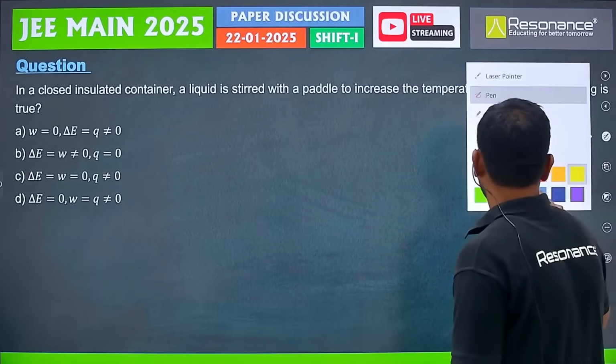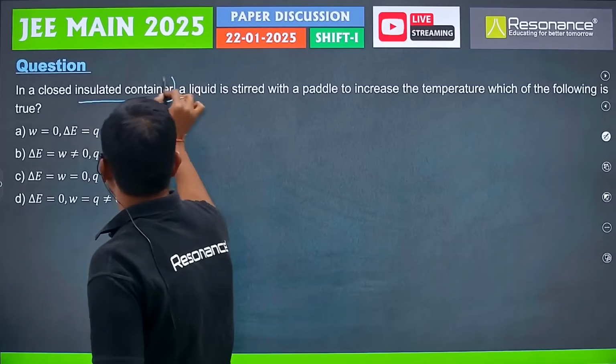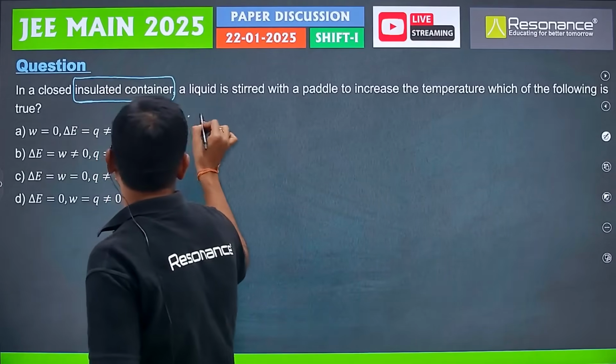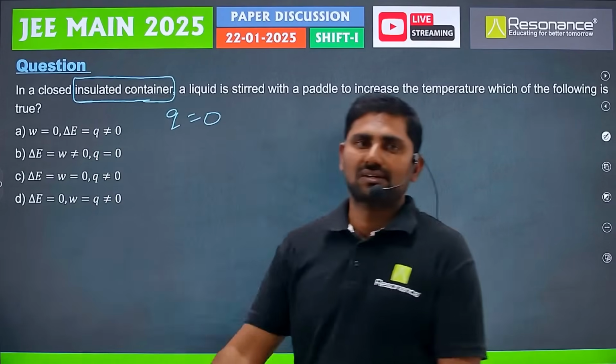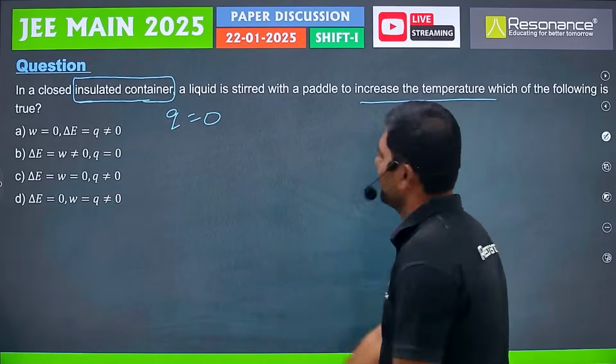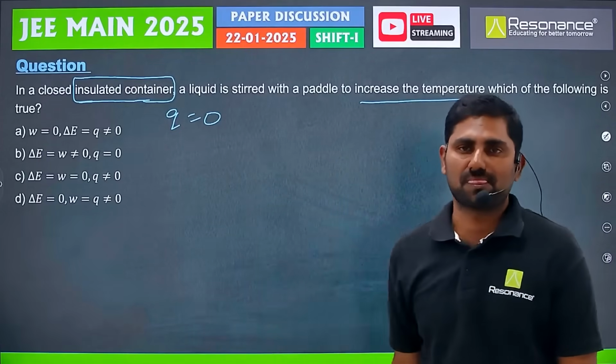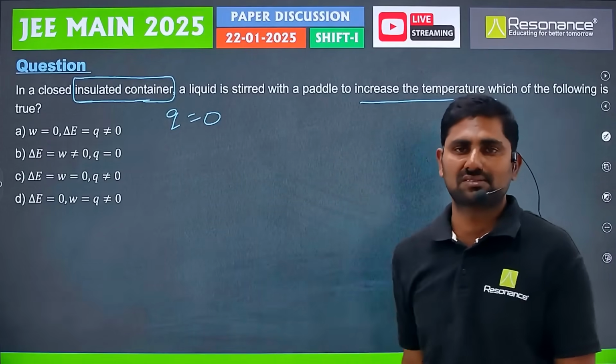You can see the clue point here. Insulated container, this is the clue point. Insulated means Q equal to 0. Now they have only given in the question that the temperature increases. When temperature changes, internal energy is not equal to 0, so internal energy is also going to change.